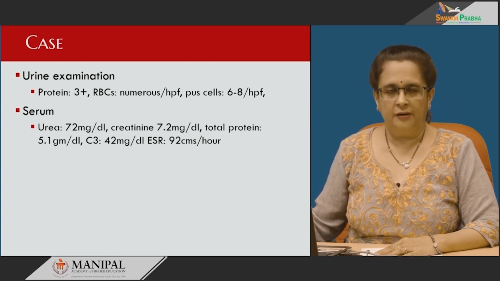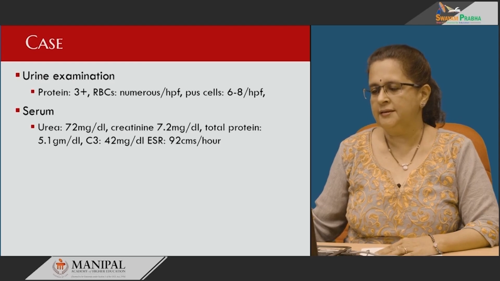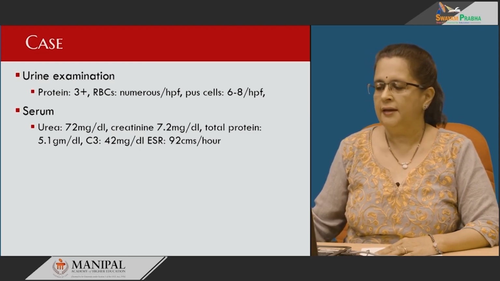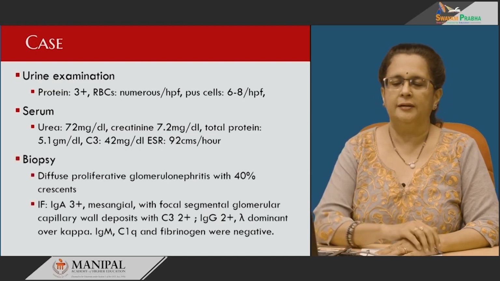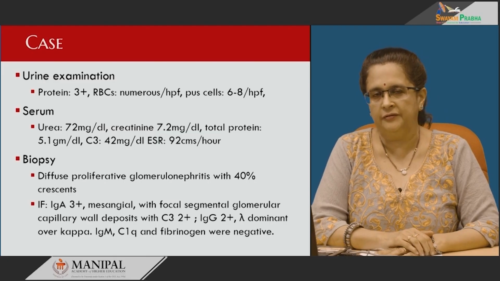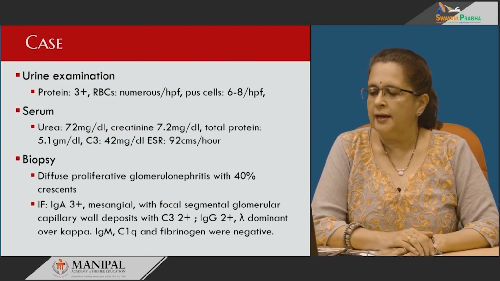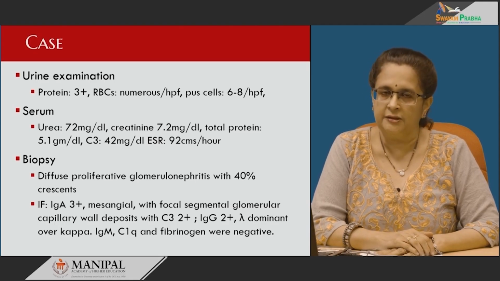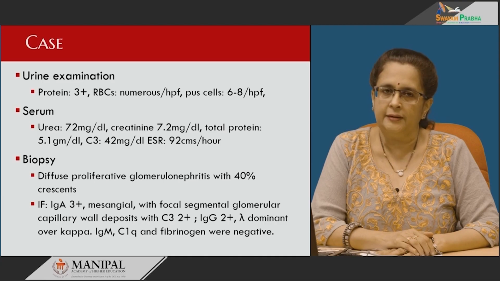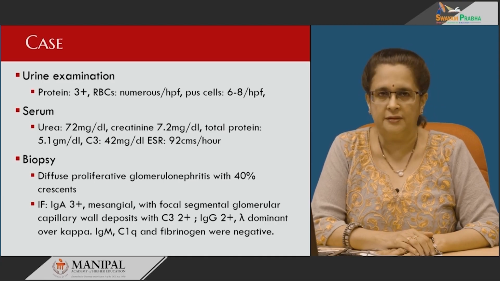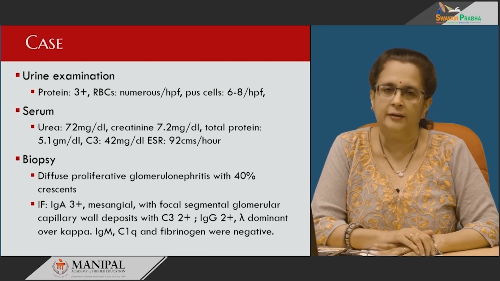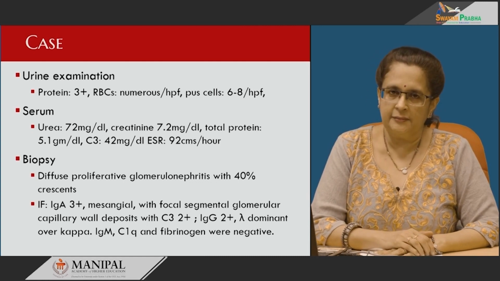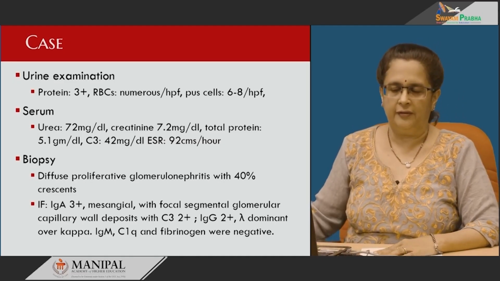Total protein was 5.1 grams per deciliter, C3 was 42 milligrams per deciliter, and ESR was 92 millimeters in an hour. The biopsy of the same showed diffuse proliferative glomerulonephritis with 40% crescents, and immunofluorescence depicted IgA dominant deposits, especially in the mesangium, with focal segmental glomerular capillary wall deposits. C3 was 2 plus along with IgG, and it was lambda dominant over kappa. IgM and C1q as well as fibrinogen were negative.